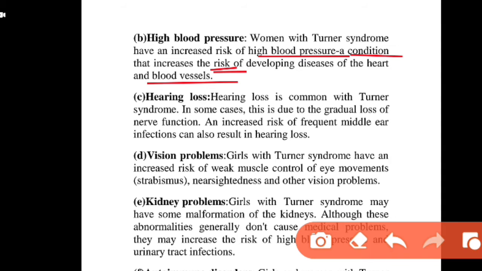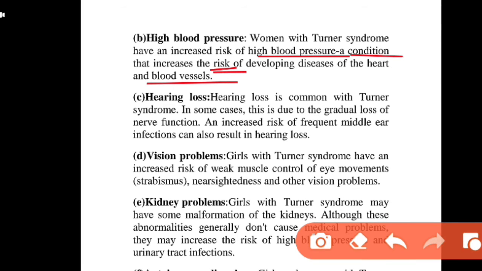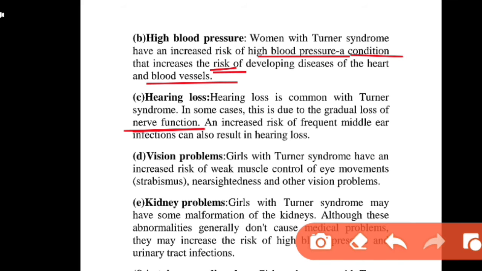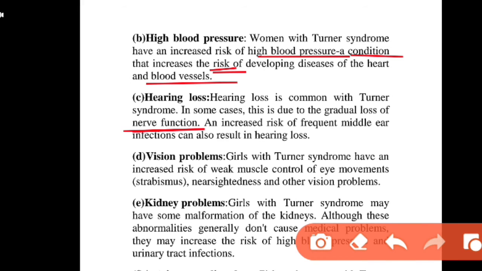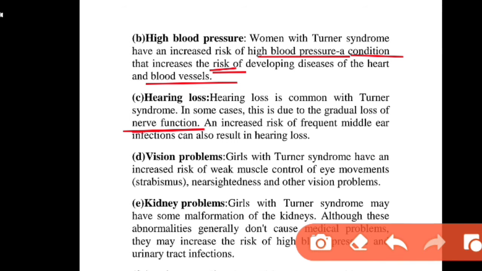Third is hearing loss. Hearing loss is common with Turner syndrome. In some cases, this is due to the gradual loss of nerve function. So, nerve function is being hampered due to this syndrome, and an increased risk of frequent middle ear infections can also result in hearing loss. Fourth is vision problems. So, there are heart defects, hearing loss, and now vision problems also.